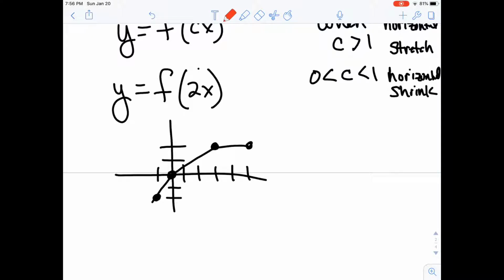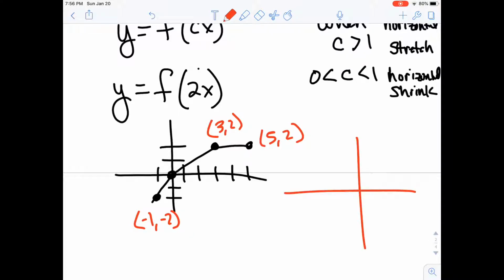So just like the last equation, right? You look at your coordinates. So this would be 3, 2. This would be 5, 2. Right? 0, 0 is not a good coordinate to look at because 0 times anything is still 0. So you're still going through the origin. And this is -1, -2. Okay, so if we look at our new graph, we go through 0, 0, of course.